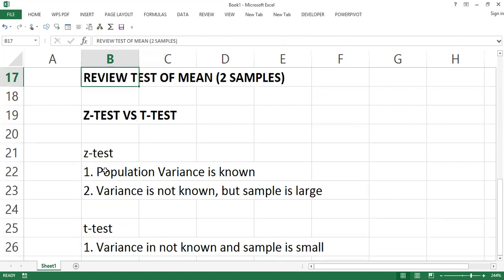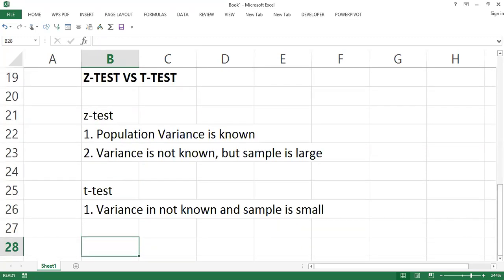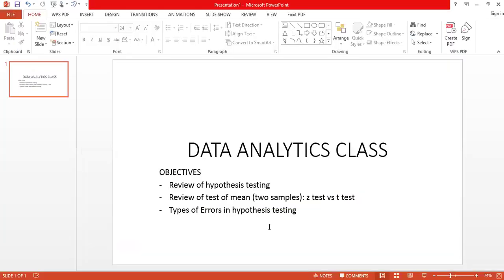Okay, so can we proceed? Yes, sir. Yes, let's go. What's the last thing I said we are going to do? Types of error in hypothesis testing. Thank you very much. You remember. Types of errors in hypothesis testing.